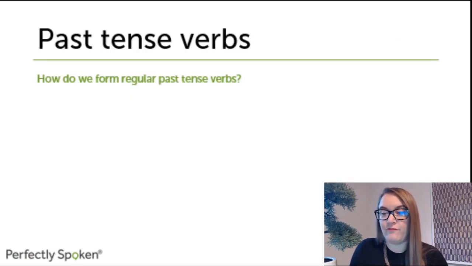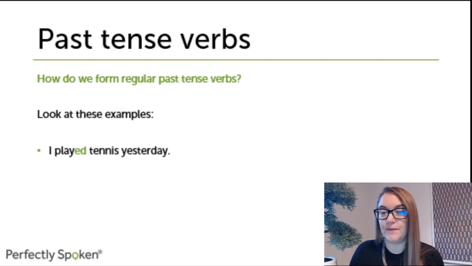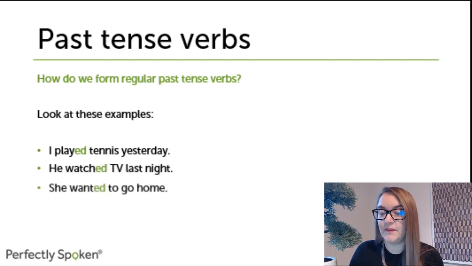How do we form a regular past tense verb? Let's look at these examples. I played tennis yesterday. He watched TV last night. She wanted to go home. Played, watched, and wanted are all regular past tense verbs.